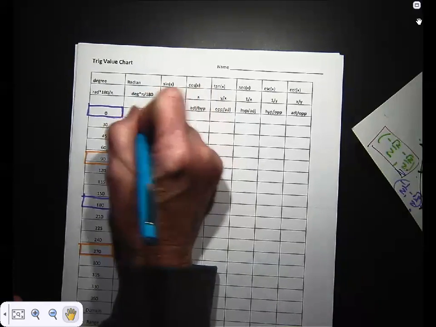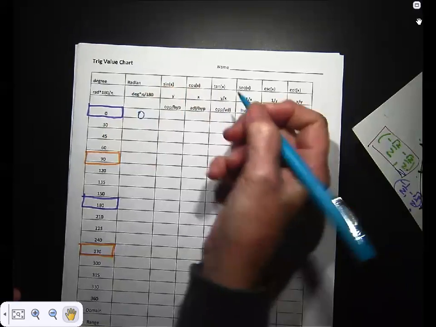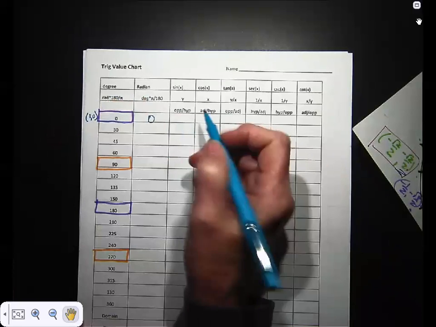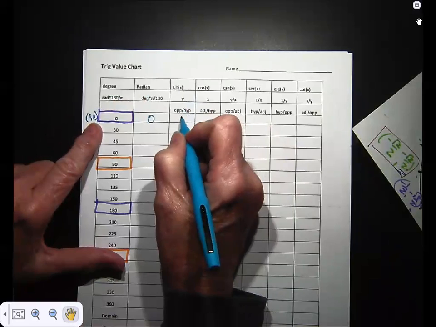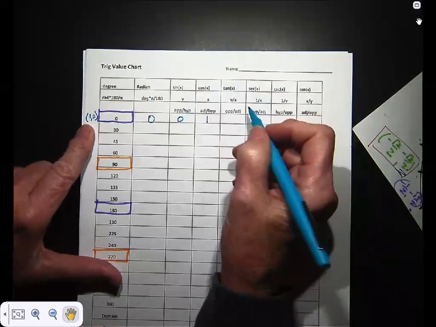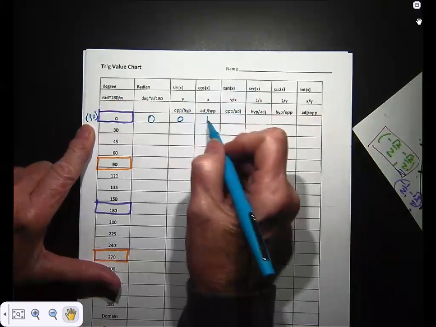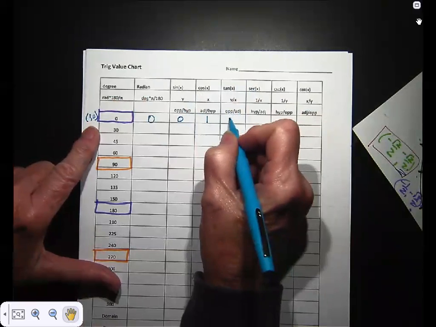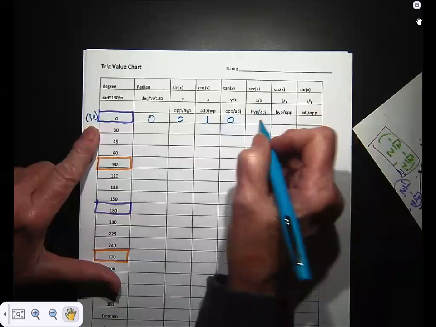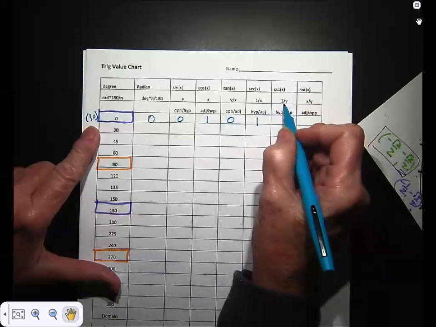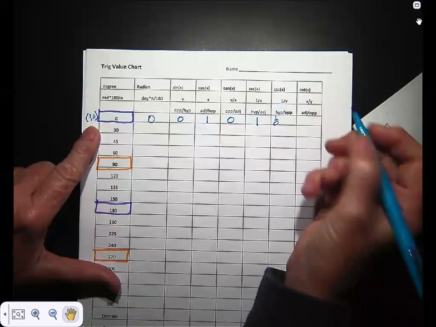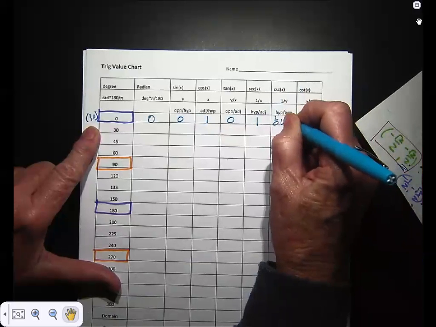So 0 degrees is 0 radians. And I know this ordered pair is the ordered pair 1, 0. So when I look at this, the y value is 0. The x value is 1. So that's the cosine. The tangent is y divided by x. So 0 divided by 1 is 0. The secant value is 1 over x. So 1 over 1 is 1. The cosecant is 1 over y. So 1 over y, that would be 1 over 0, but I can't do that. So that's going to be undefined.